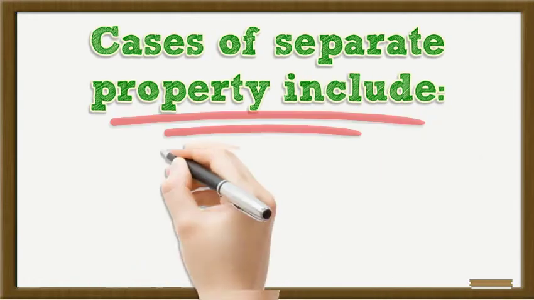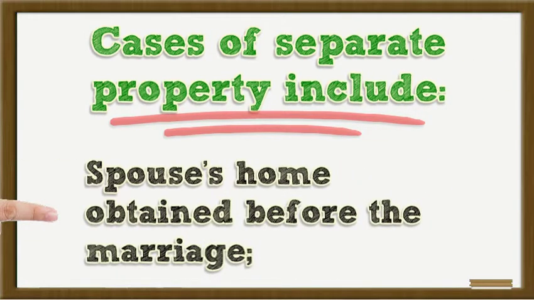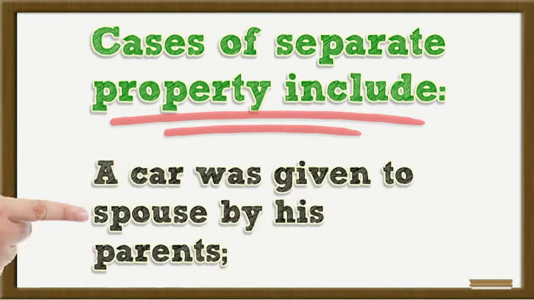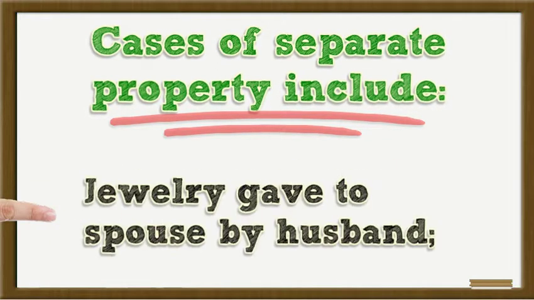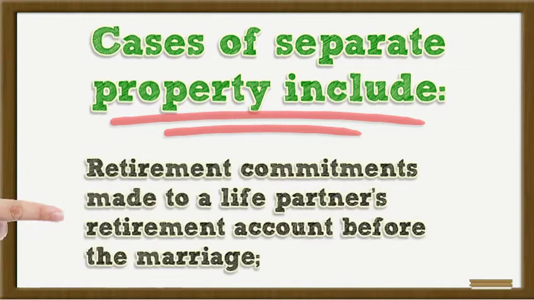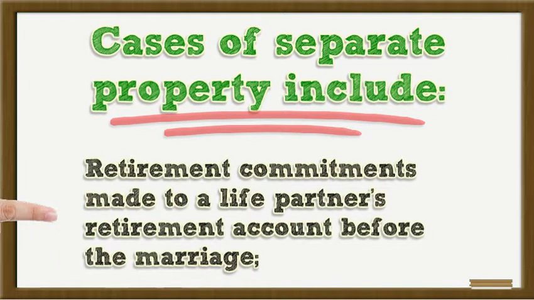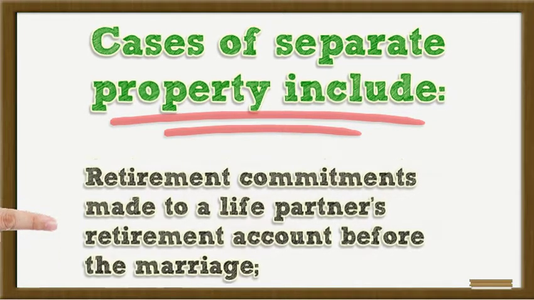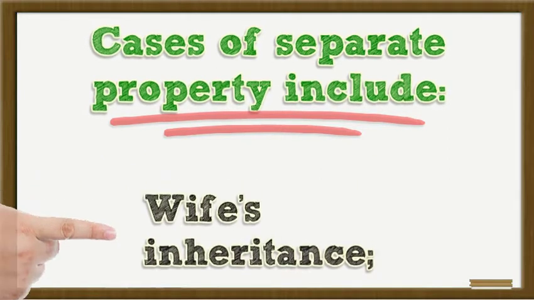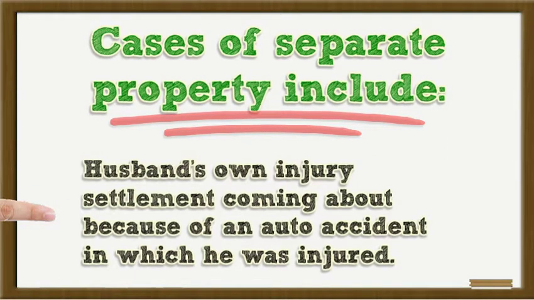Cases of separate property include spouse's home obtained before the marriage. A car was given to spouse by his parents. Jewelry given to spouse by husband. Retirement commitments made to a life partner's retirement account before the marriage. Wife's inheritance. Husband's own injury settlement coming about because of an auto accident in which he was injured.